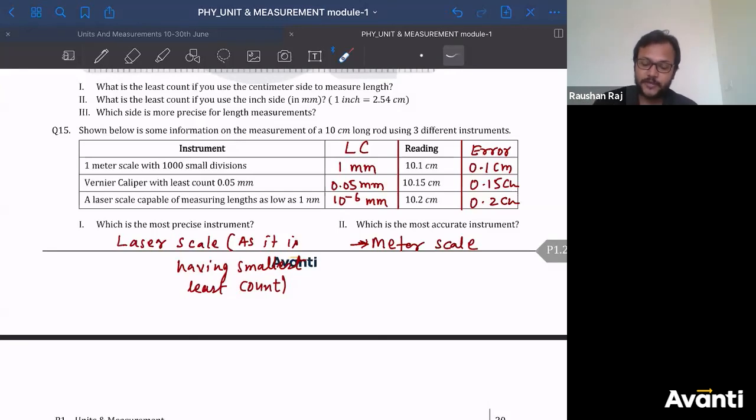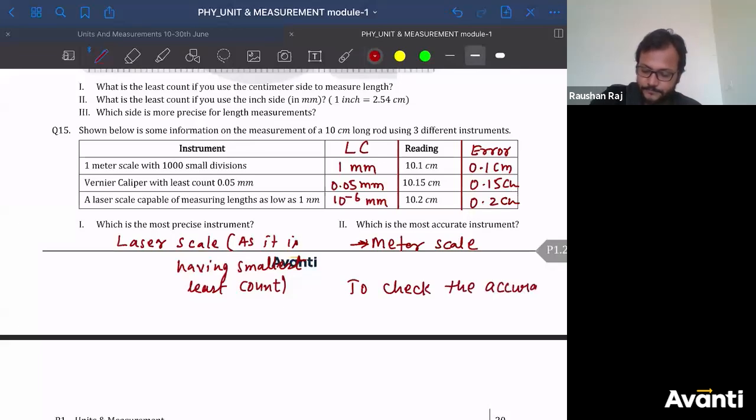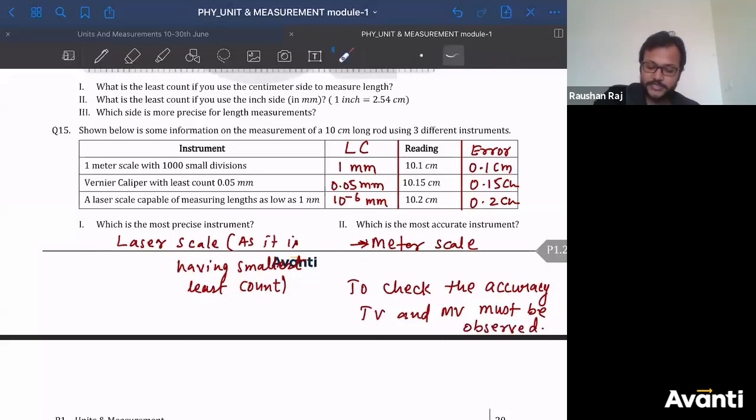To find out the accuracy, which parameter do you have to check? You have to check the measured value and the true value. So to check the accuracy, true value and measured value must be observed. Just don't think, okay, this has a very small least count, so this will have higher accuracy also. No. While teaching you accuracy and precision, I gave you 4 to 5 examples, right?